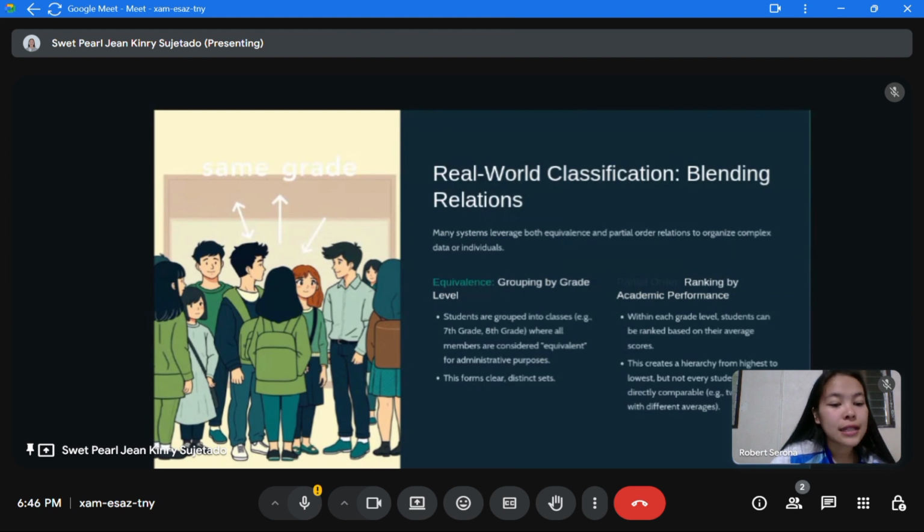Real systems can use both equivalence and ordering at the same time. Equivalence is equal to same group. Partial order is equal to rank inside the group.